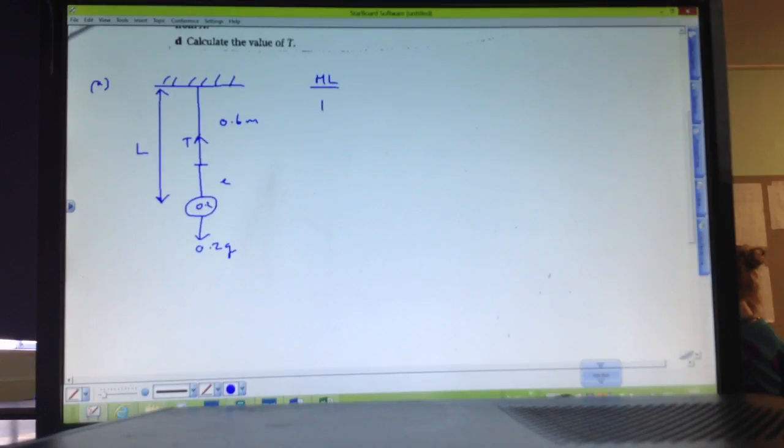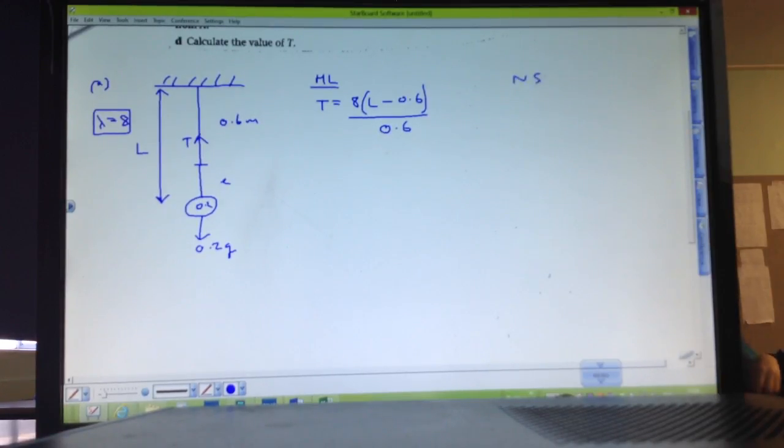Hooke's law says that the tension is equal to lambda, which is 8, times the extension. Now, I don't have to use e. I might as well just use, in terms of L, L minus 0.6, so times extension all over the natural length, which is 0.6.